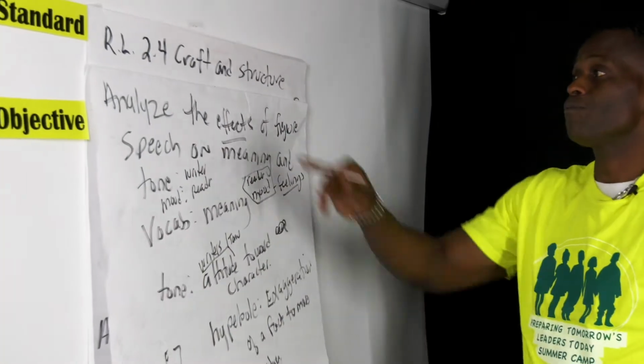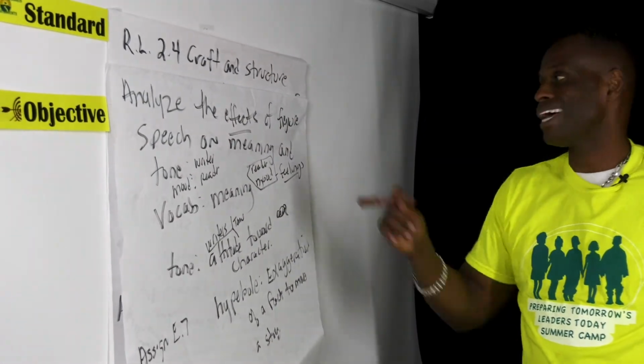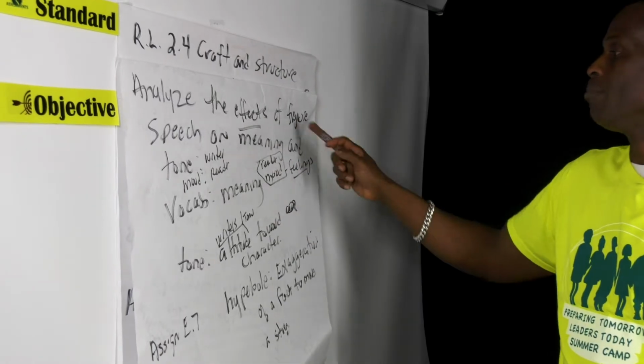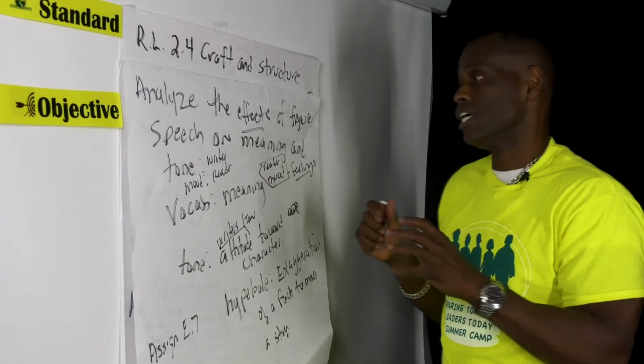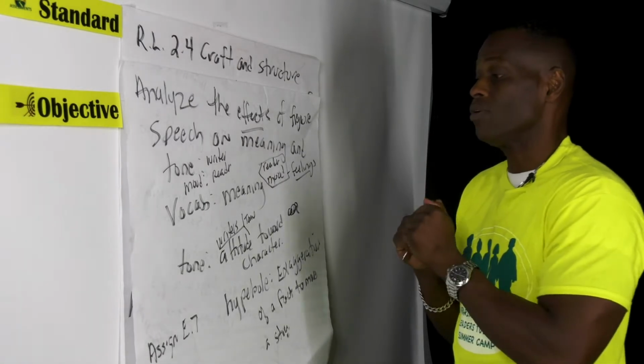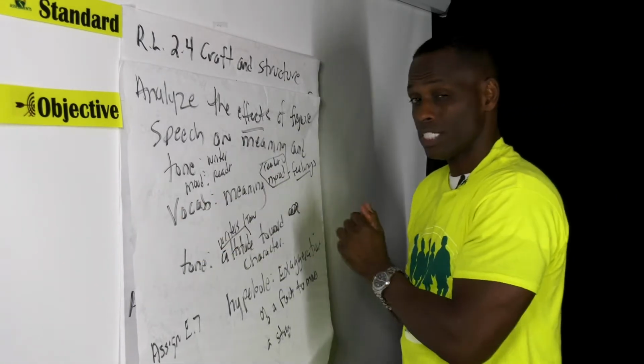It's Adventure Week, and we're continuing this adventure regarding literature under craft and structure. How appropriate. Reading literature 2.4, craft and structure, where we're analyzing the effects of figure of speech on the meanings and tone and mood of a particular text. And it's important that we get into the vocabulary of it all regarding this particular subject area.